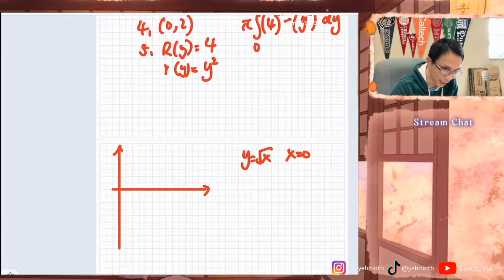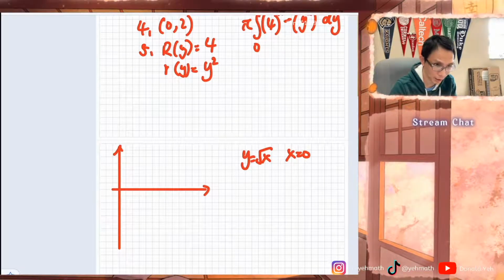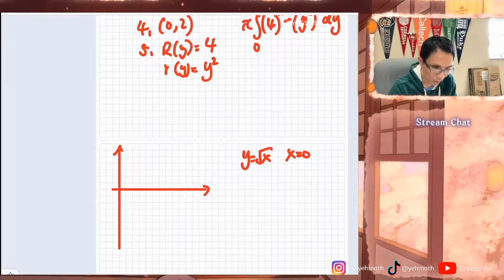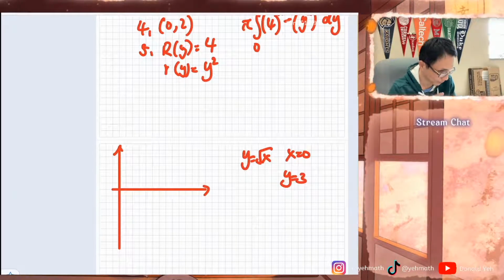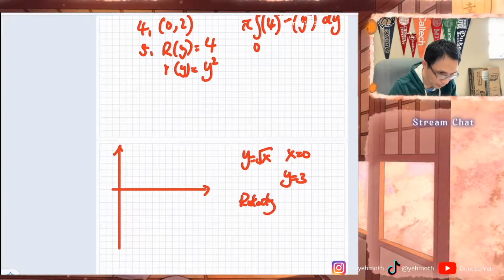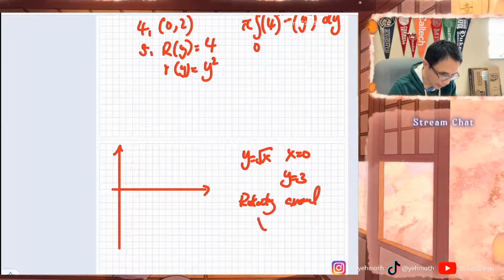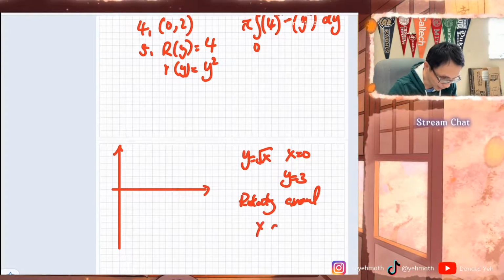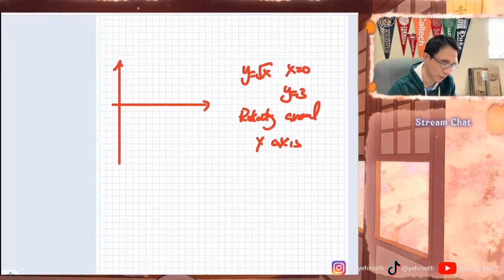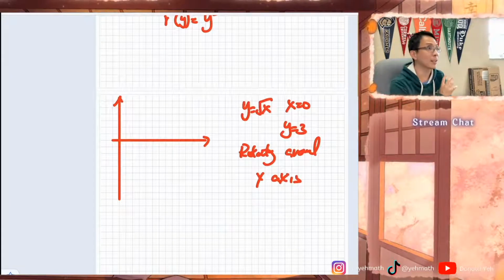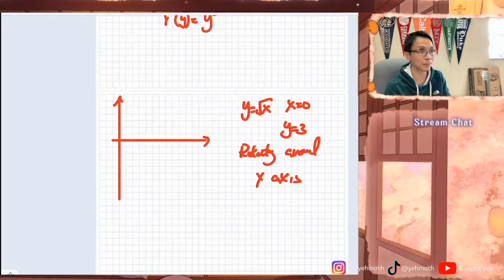And then the next one is going to be y is equal to 3. But we're going to say rotating around the x-axis, or around the y-axis. So we're going to figure out rotating around the y-axis. First thing, I want you to visualize the shape.